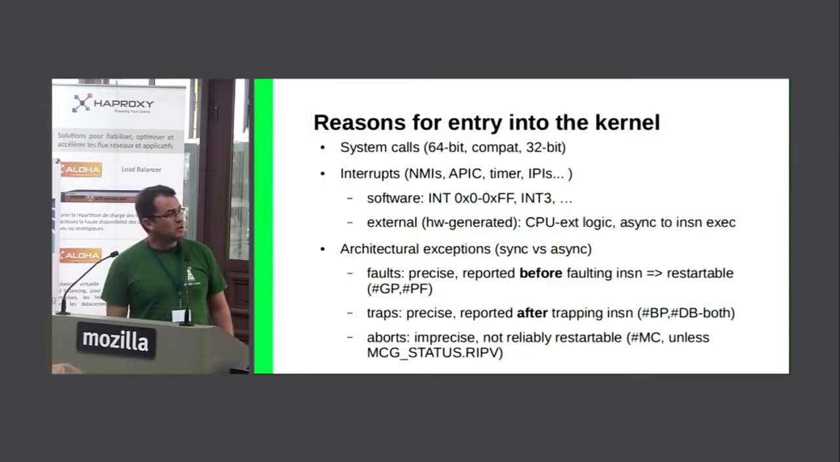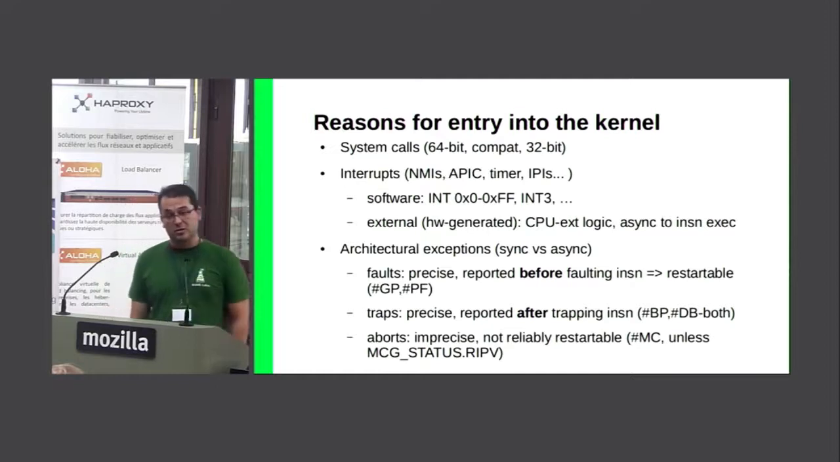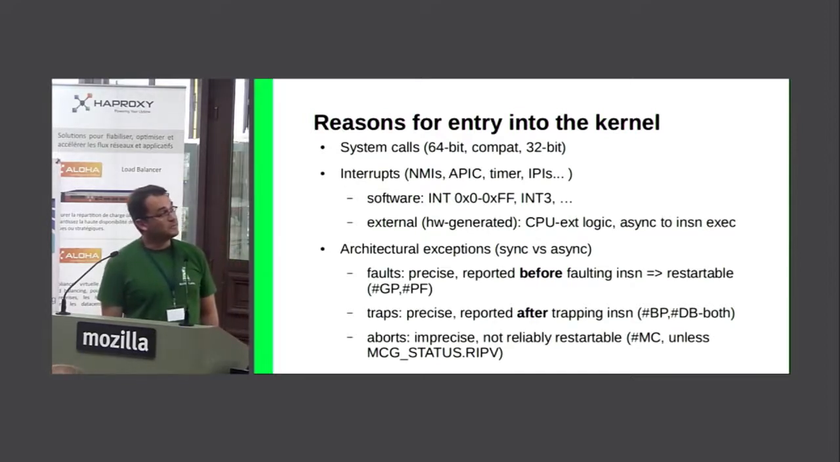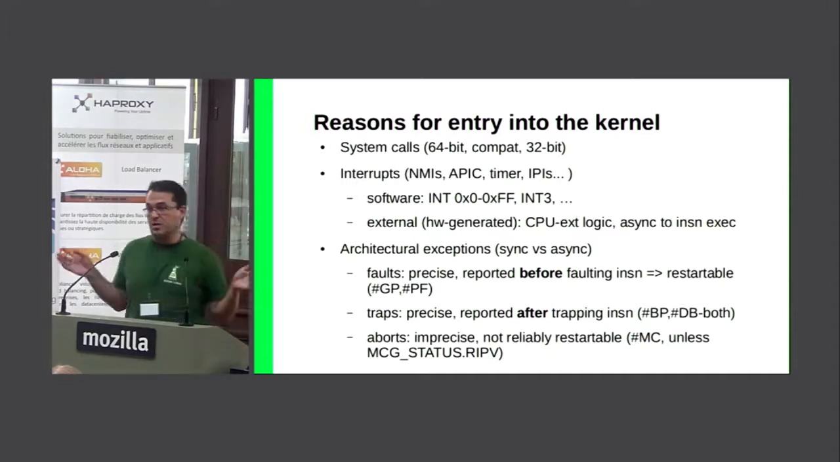I don't have a lot of time, so I'm going to try to not talk about everything, just the main stuff. There are a bunch of reasons to enter the kernel: system calls, interrupts, and architectural exceptions. This talk is going to be dealing only with system calls, but the other ones are for later, for other talks. There's interrupts, NMIs, APIC interrupts. There are software interrupts you can generate by executing an instruction, int, and the byte afterwards is the interrupt vector you want to activate. And there are external interrupts, which are hardware generated. They happen from some outside logic.